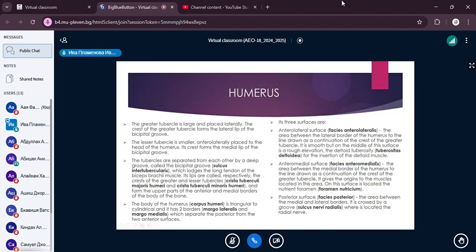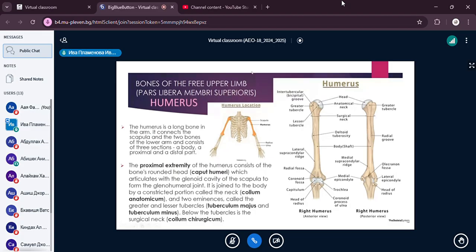Facies anteromedialis, I told you that each bone has this foramen, this nutrient foramen, and facies posterior. Facies posterior is crossed by a groove, which is called sulcus nervi radialis, where is located the radial nerve. So, on the body, you have to remember these two things, deltoid tuberosity and radial groove for the radial nerve.